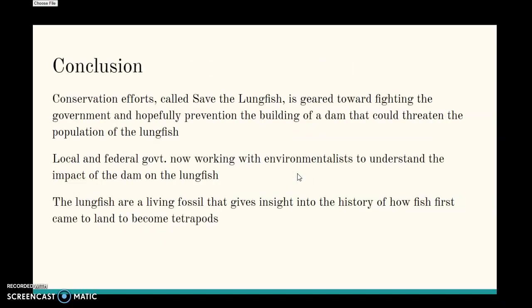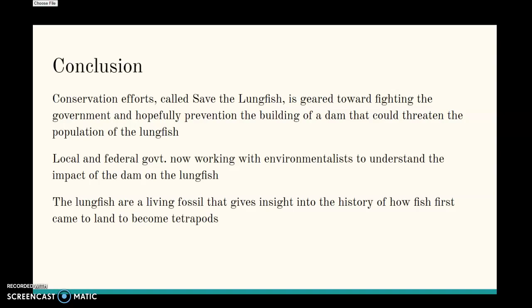All right, and in conclusion, there is a conservation effort going on called Save the Lungfish, and this program is designed to fight the government on building another dam, and this dam could actually threaten the population of the lungfish, so they're working with local and federal government. The local and federal government are looking into possible impacts that the dam will have, and we're hoping that it will all work out and the dam will be prevented.